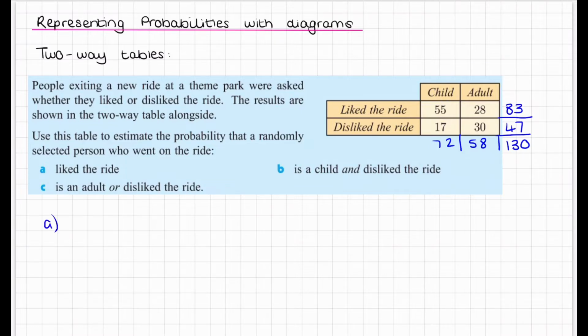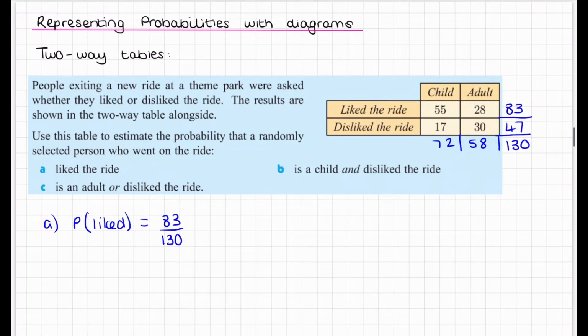Part A, probability that he liked the ride. So we'll go the probability of liked equals, we just looked at how many we have that liked the ride, which is 83, over our total, which is 130. Obviously, we can change this to a decimal if you wish, but it's not needed unless the question specifically asks you to.